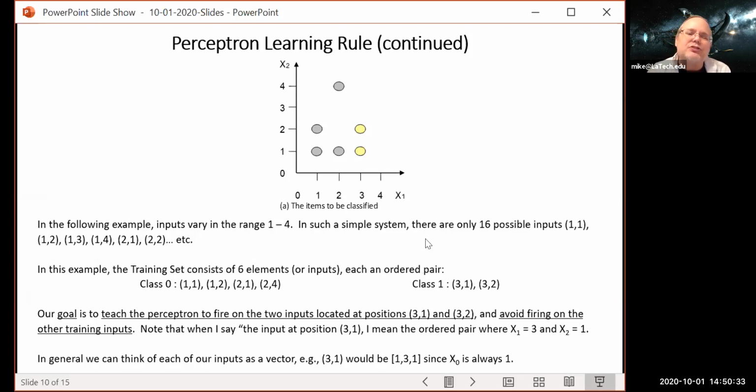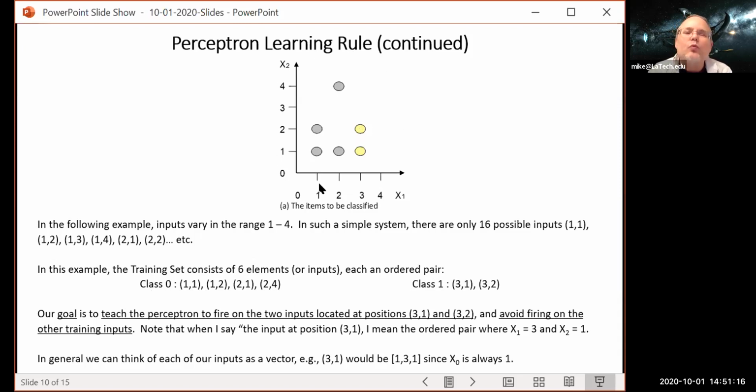So there are only 16 possible positions in this little world. And we're starting out with some training data that has 2 classes: the don't fire class, which is class 0, and the yes please fire class, which is class 1, okay? And I've plotted these things. Class 0 is (1, 1), (1, 2), (2, 1), and (2, 4), okay? And I put them in gray because it's not supposed to fire on class 0, okay? And here is class 1. There's a (3, 1) and a (3, 2), okay?